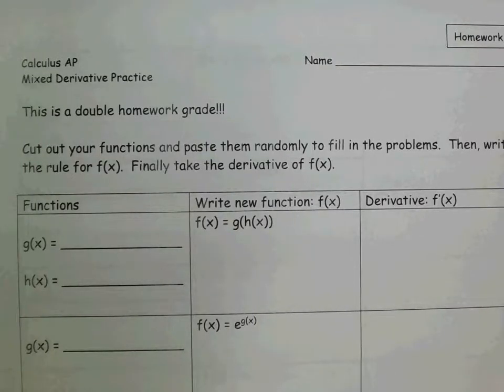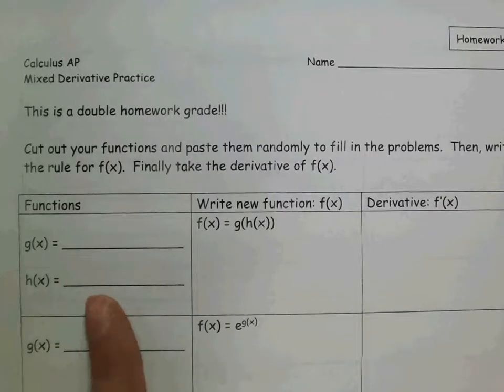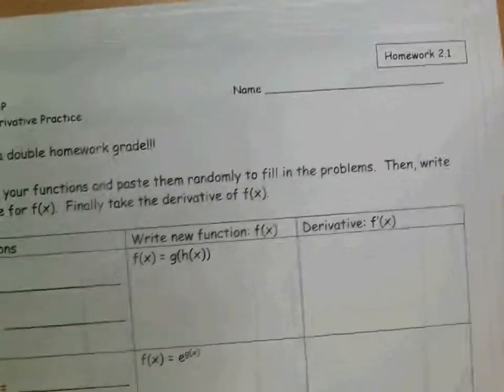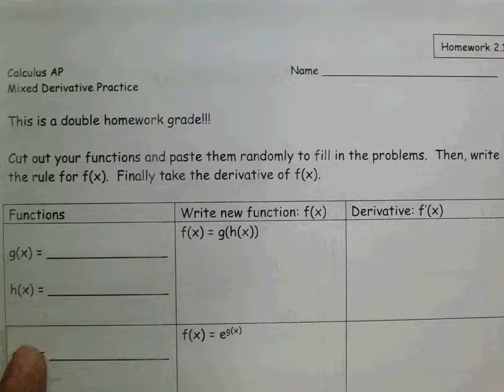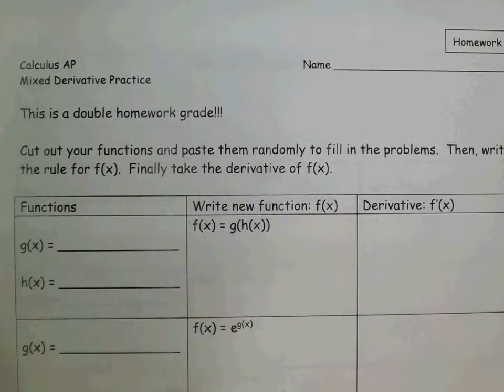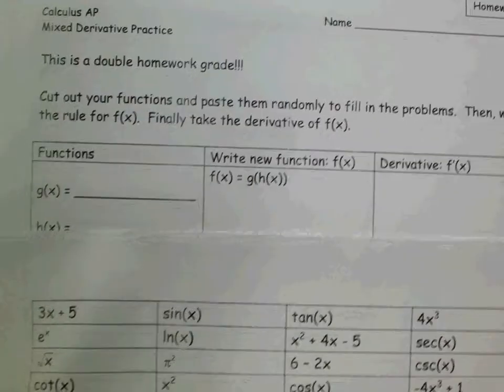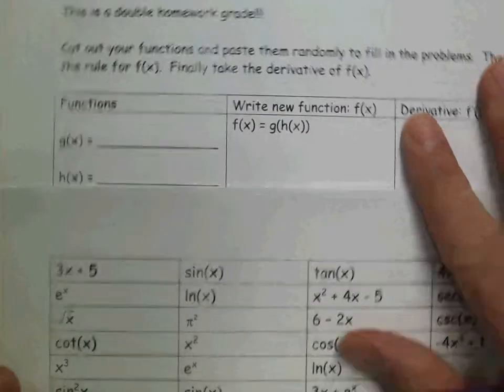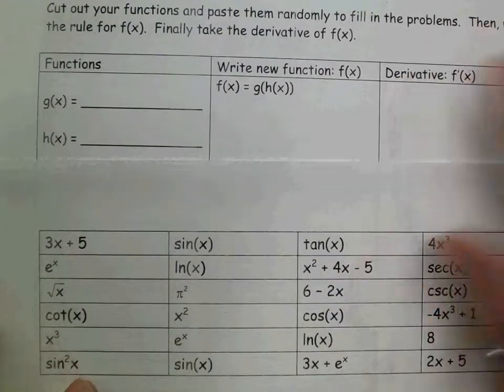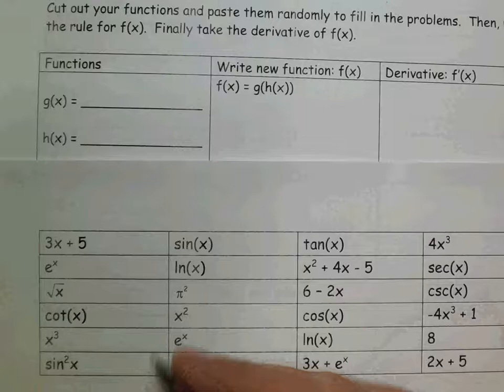In homework 2.1, you're taking a bunch of functions and composing them in different ways, so you can practice the chain rule, the product rule, the quotient rule, and telling the difference between them. You've got two parts of it. One is this part right here, the homework 2.1 that you're actually going to be turning in, where you're going to put the functions. Then you've got this second part where it has a bunch of functions that you're supposed to choose. I'll just kind of show you how this is going to work.